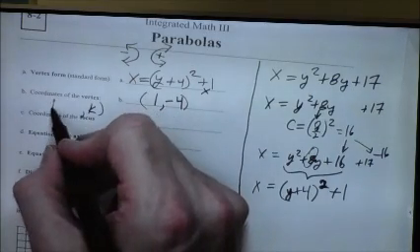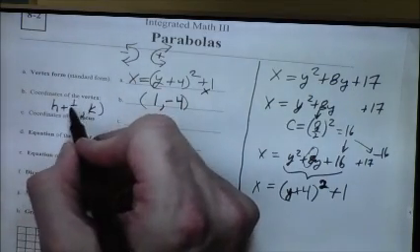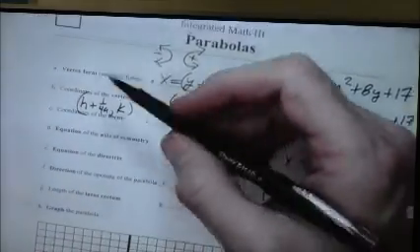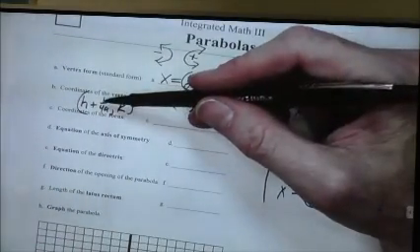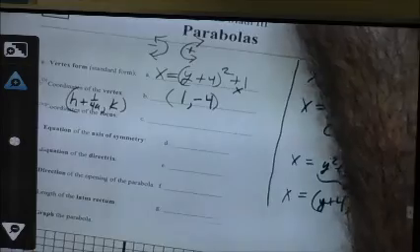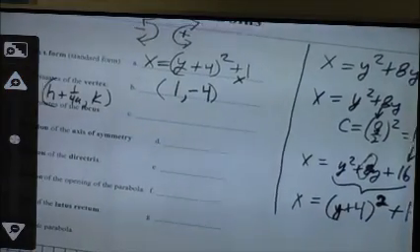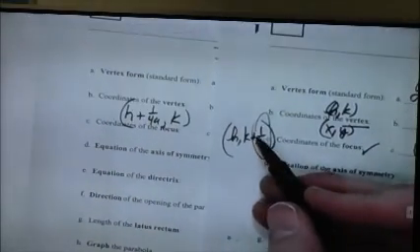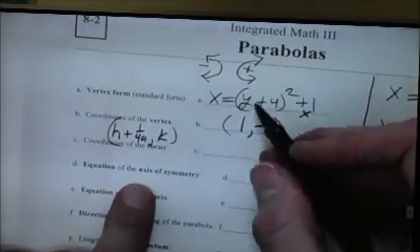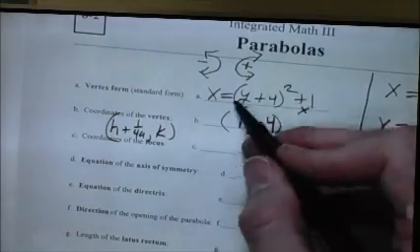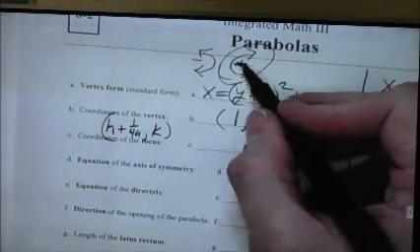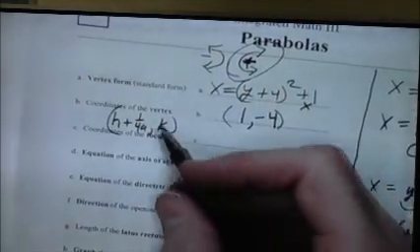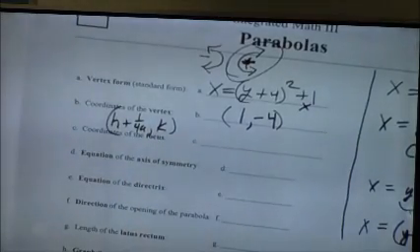Watch how I switch it here. H plus 1 over 4a. That 1 over 4a, okay, that's not really a fun thing to work with, but we have to do it. On the last problem, it was k plus 1 over 4a. Now I'm telling you it's h plus 1 over 4a. The reason it switched was because it's an x equals and a y squared, because it's this type of problem, because it's going that way. As a result, it's the h that has to change, going sideways.